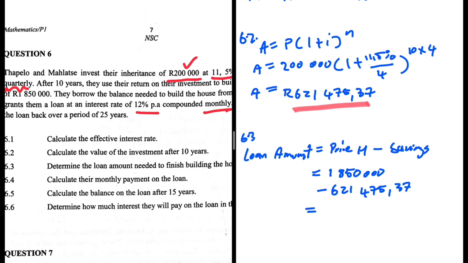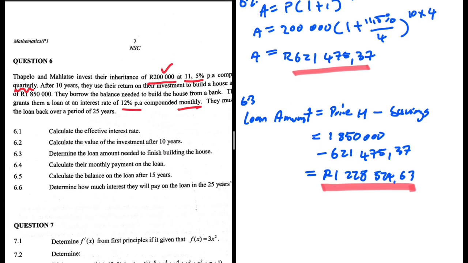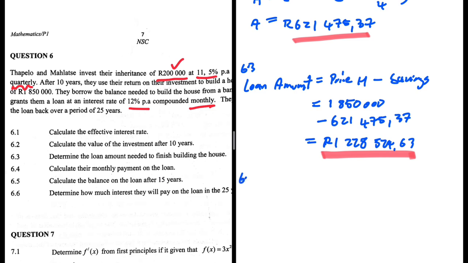So let me plug that in my calculator. 1,850,000 minus 621,475.37 cents. I'm getting 1 million. So this is 1,228,524.63 cents. So there we go. This is the amount that these two will finance. That is the loan amount needed to finish building the house. That is 6.3. Let's take a look at 6.4.